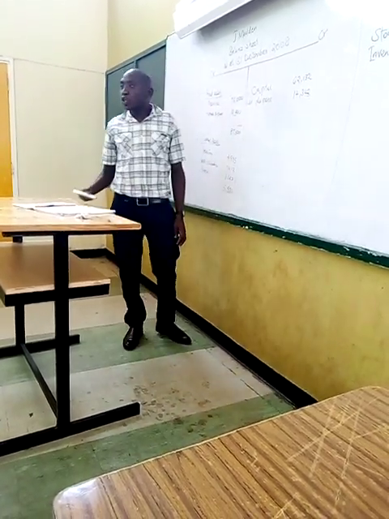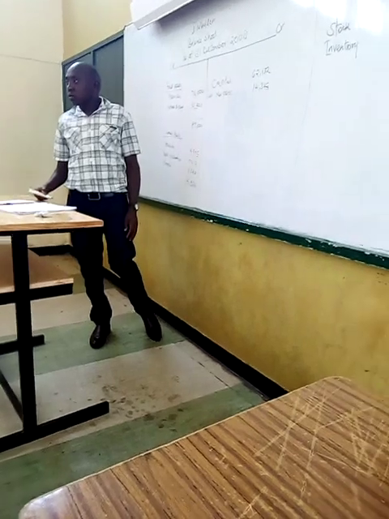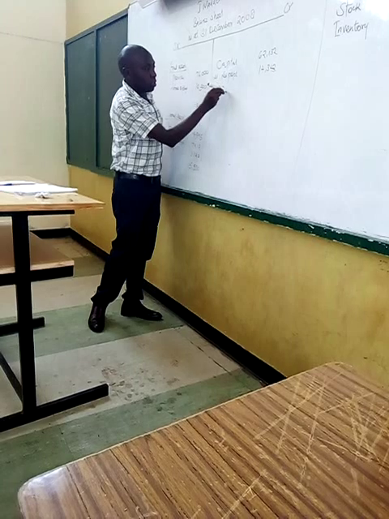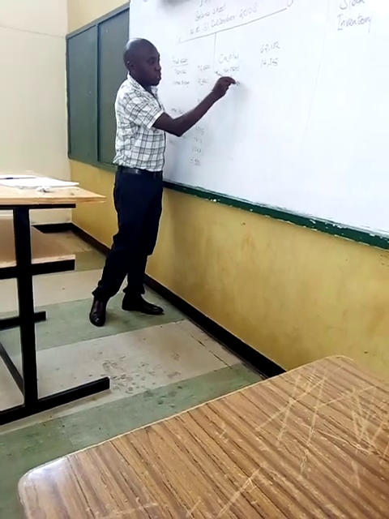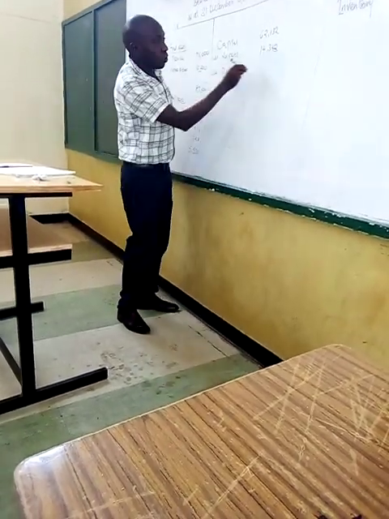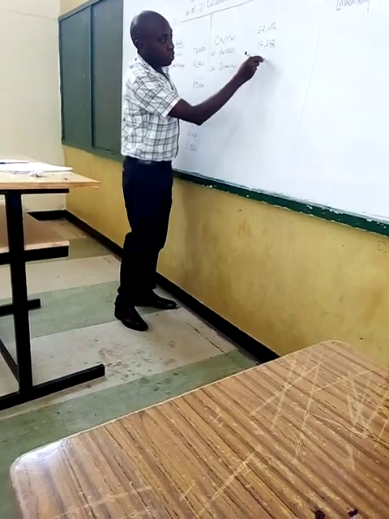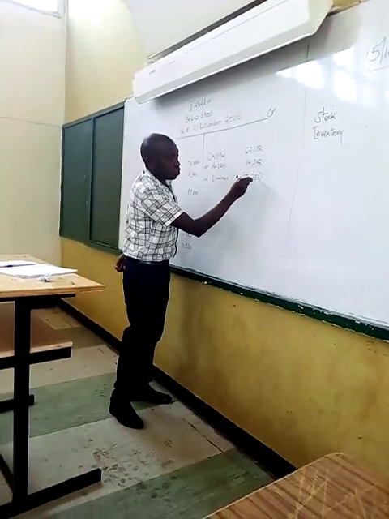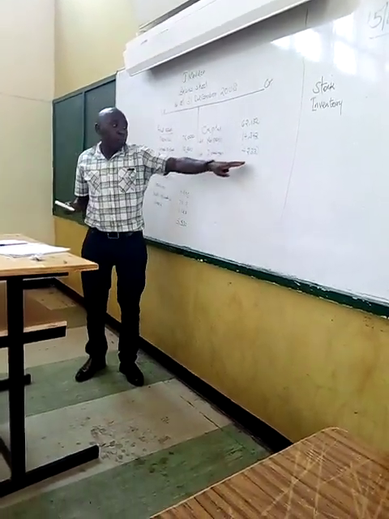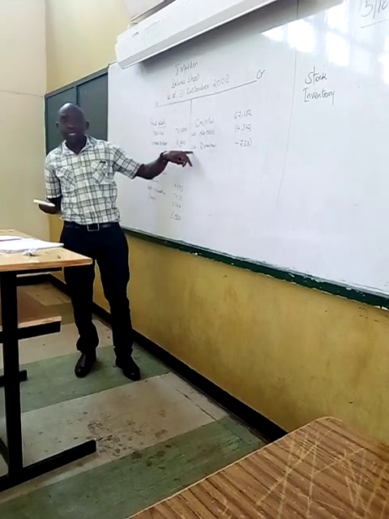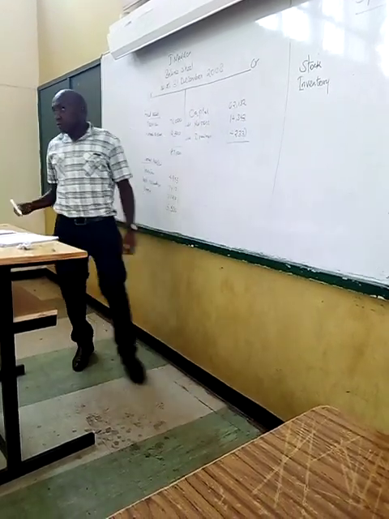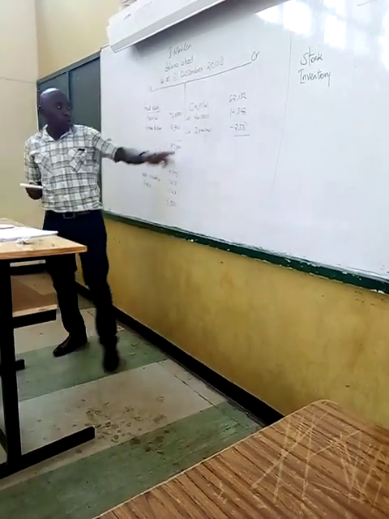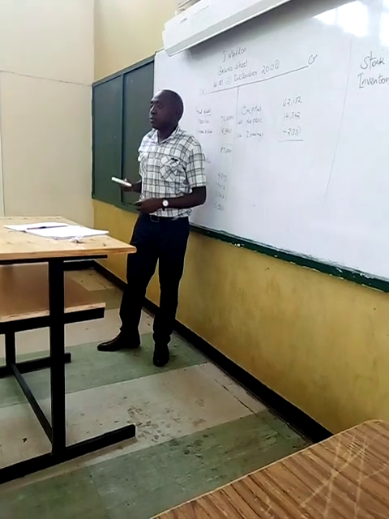Then we less drawings. Yes, we less drawings. What is the value for drawings? 4,233. And this one, normally you put in brackets to show that you are less. When you write less drawings, you put it in brackets.